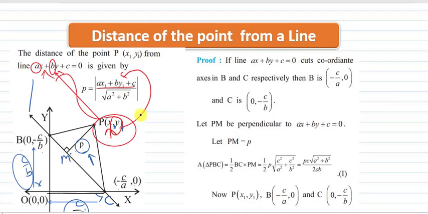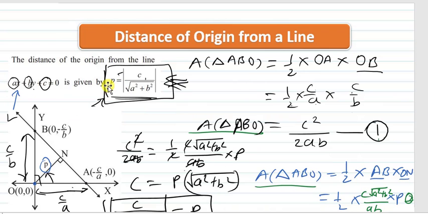What I have to do, as I am finding the distance of origin, is just put origin into the line. So it will be 0, it will get cancelled. What I will get is c upon root of a square plus b square, which will be my distance of origin from the line. So this was the same formula that we have derived. So by using the second formula also, you can derive the first formula, that is the distance of the origin from the line.